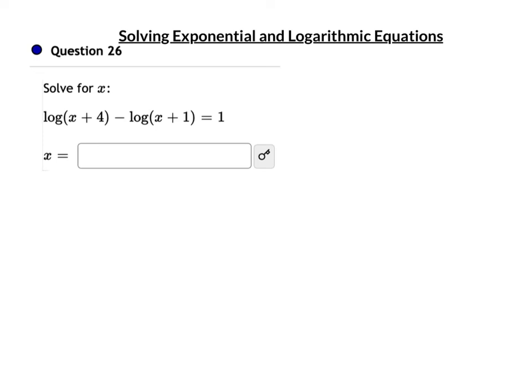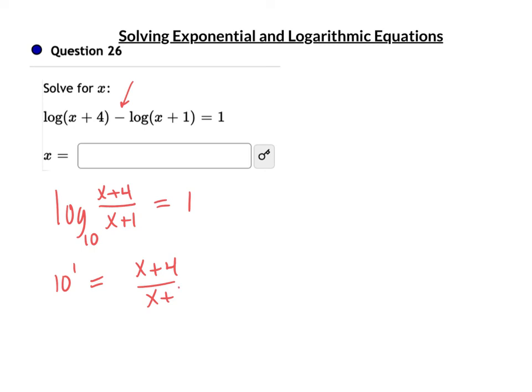Question 26. I'm thinking this is a tricky one. We're subtracting. When do you subtract your exponents? That's when you're dividing. This is equal to the log of x plus 4 divided by x plus 1, and that equals 1. There is no base. This is base 10. This means that 10, the base, to the exponent of 1 is equal to x plus 4 over x plus 1. That means that x plus 4 over x plus 1 is equal to 10.